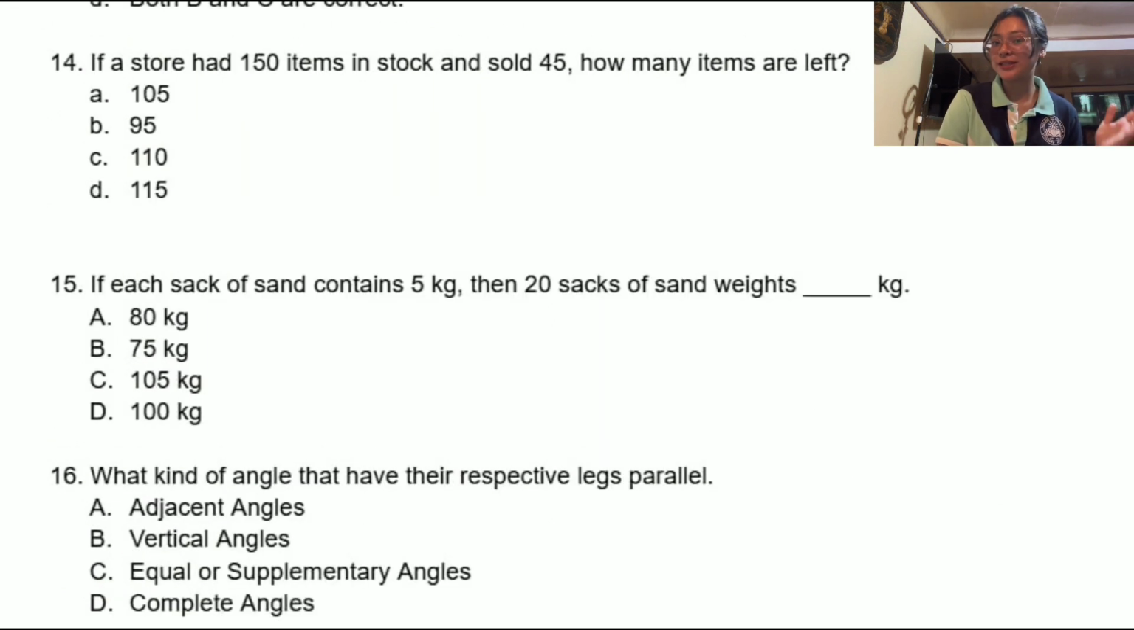Now, moving forward to number 16. What kind of angle has respective legs parallel?